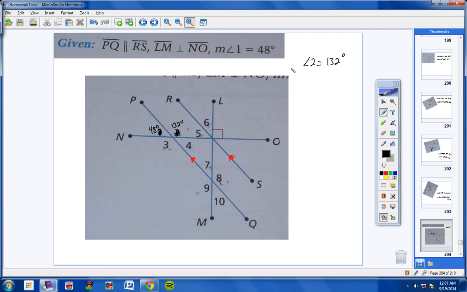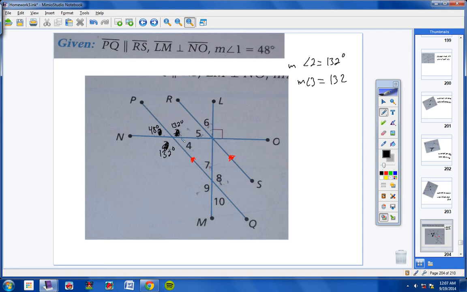And I know that because 132 plus 48 is 180. Now, this angle here and this angle here, angles 2 and 3, are vertical angles, so I know this angle right here also has to be 132 degrees. So the measure of angle 3 equals 132.